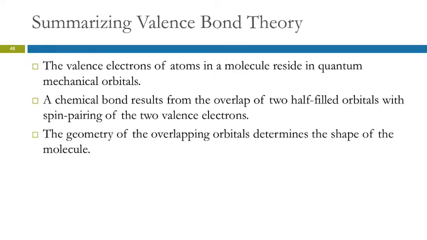So, summary of what we've talked about so far. The valence electrons for atoms in a molecule reside in quantum mechanical orbitals. Chemical bonds result from the overlap of two half-filled orbitals, and the electrons in those half-filled orbitals form a pair, a spin-paired set of electrons. The geometry of those overlapping orbitals is what determines the shape of the molecule.